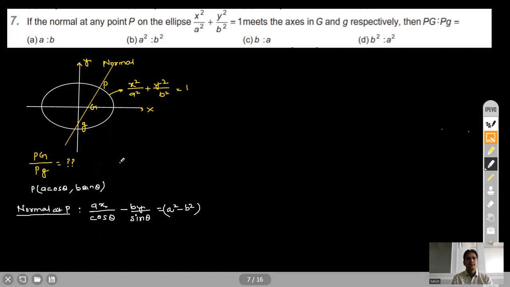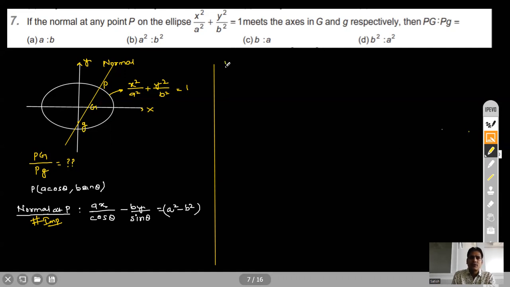Okay. Now, this is the important thing which you must know, right? This equation is important. I request all of you to remember this equation of normal, right? So, now, what will be the coordinates of this point G?